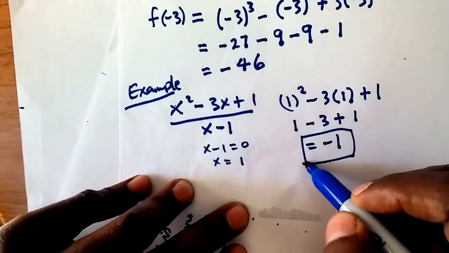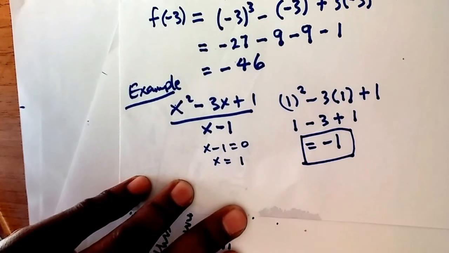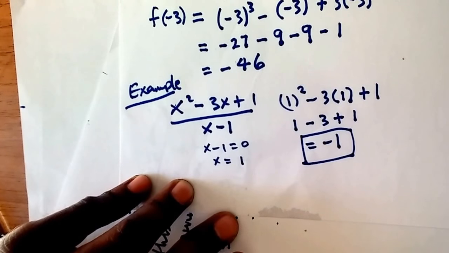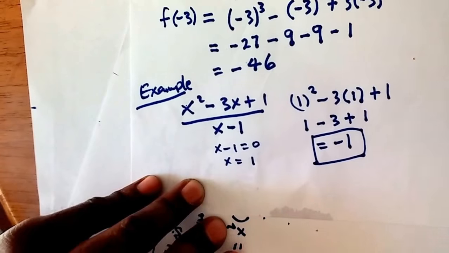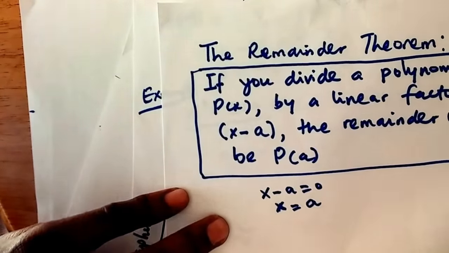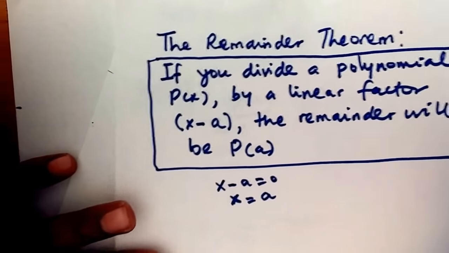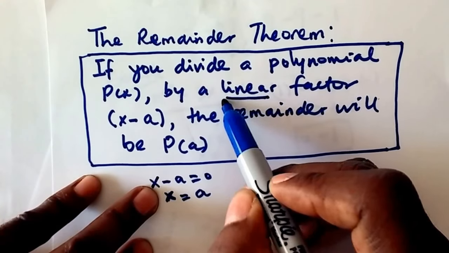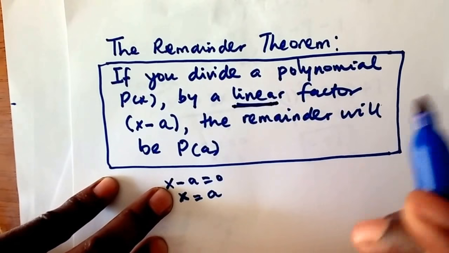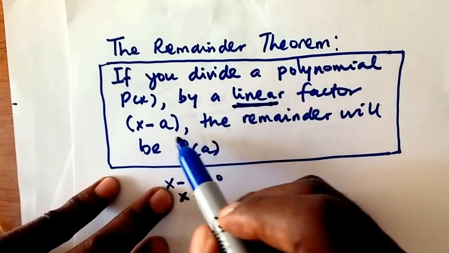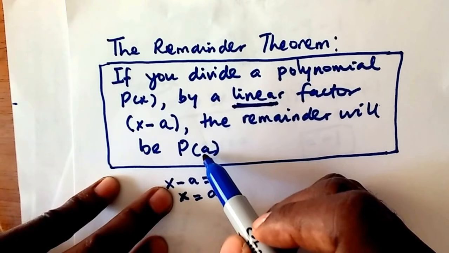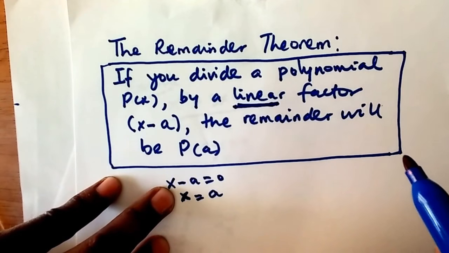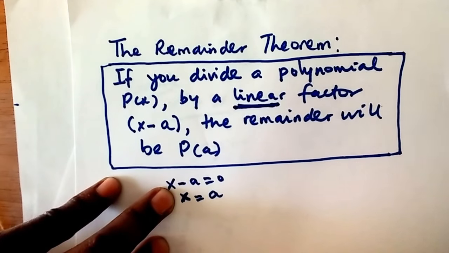In the next video, I will show you why this is important and why it is very useful to be able to do this quickly. For right now, just know that the Remainder Theorem says if you divide a polynomial by a linear factor, remember it's a linear factor, it cannot be something like x squared, it has to be a linear factor, then the remainder will always be p of a. If you plug in a, you get the remainder. All right, for right now, this is what the Remainder Theorem is all about.